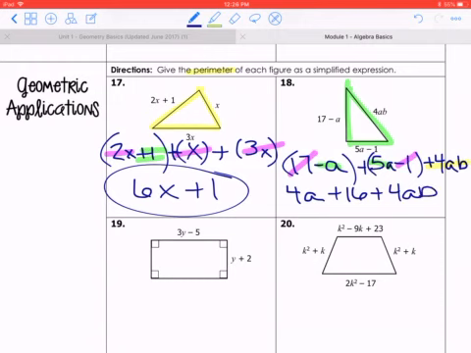Now I'm going to rewrite this. Usually you write all your variables first. So we'd have 4a plus 4ab plus 16. And you would leave your answer just like that because they are not all like terms.